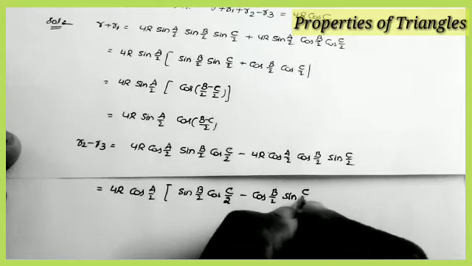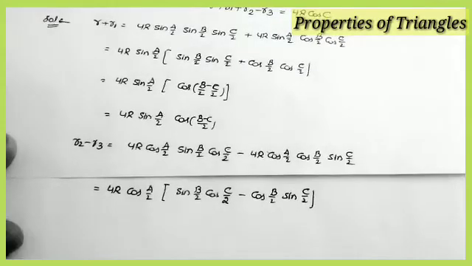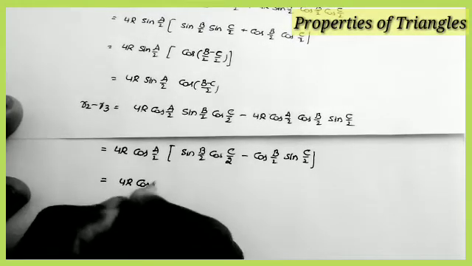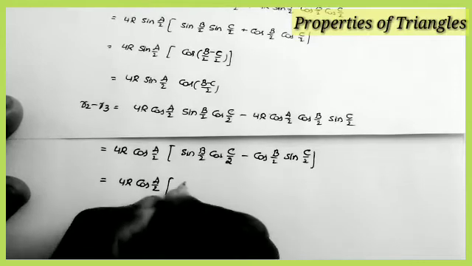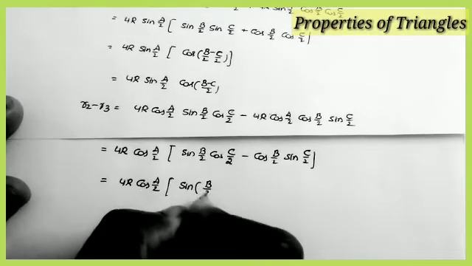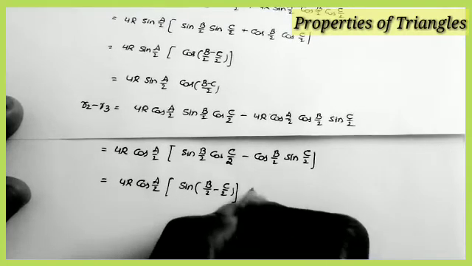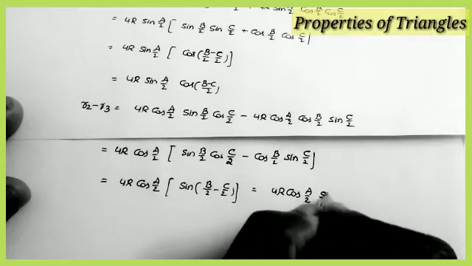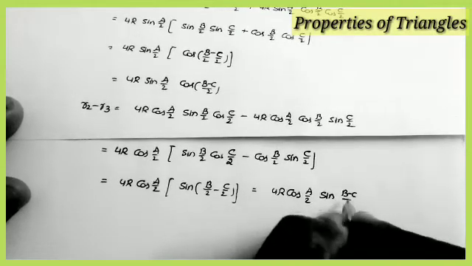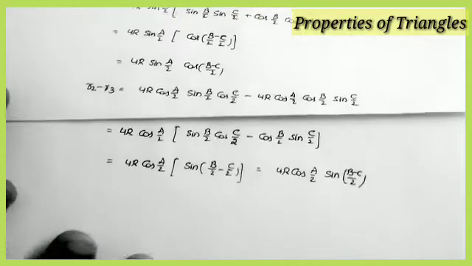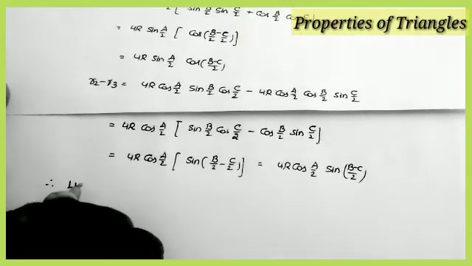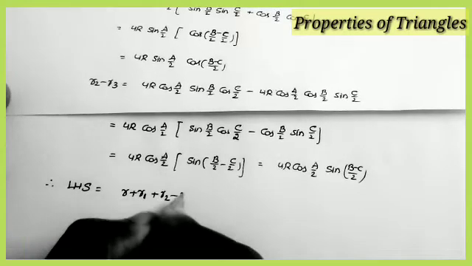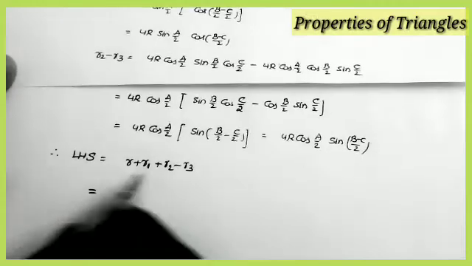And what is this? This is in the form of sin A cos B minus cos A sin B. And what is the formula for sin A cos B minus cos A sin B? It is equal to sin of A minus B. So this is equal to 4R cos A by 2 into, doing the LCM here, sin of B minus A by 2. Therefore, replacing the two values in the LHS, R plus R1 plus R2 minus R3 is equal to, this is the LHS.